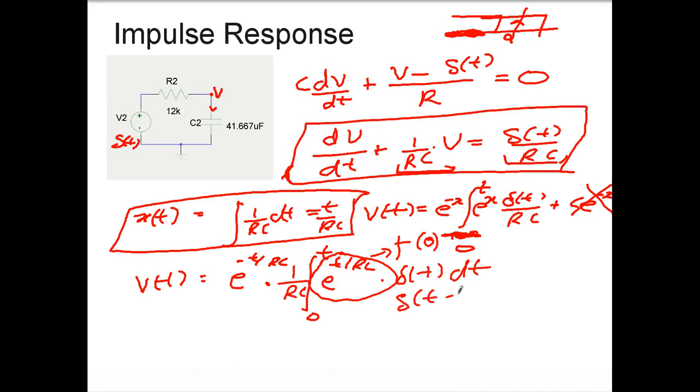If I integrate the function with delta of t minus t naught, suppose this was t minus t naught, I would get the value of the function at t naught. Okay, so I'll just scratch this out for now.